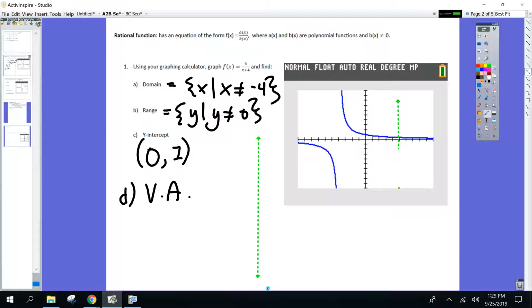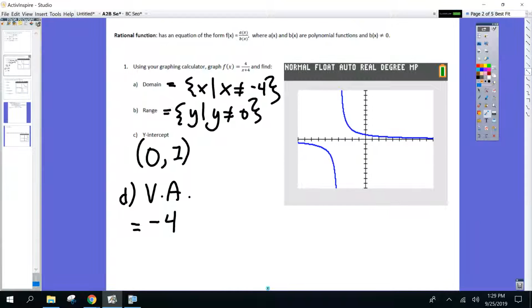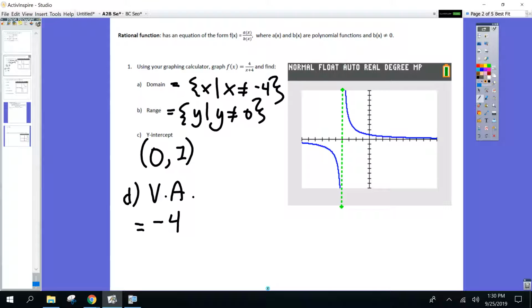Can you find a spot anywhere on your graphing calculator that I can put a vertical line and it won't touch? At where? -4, yeah. But I don't want to write -4. I want an equation. So something equals -4. And remember, this is a vertical line. Anybody remember the variable that goes in front for a vertical line? X, yes. So my vertical asymptote is at X equals -4.